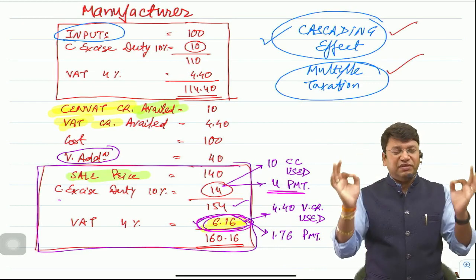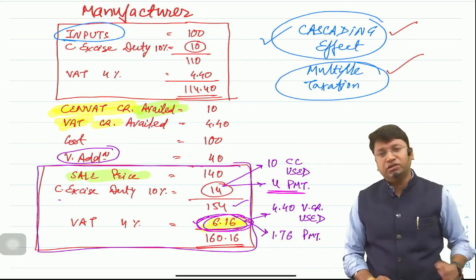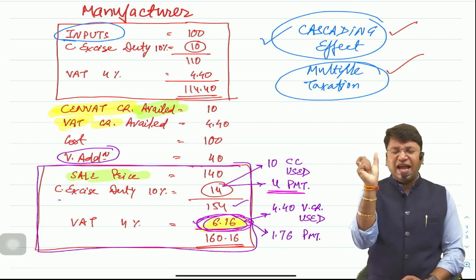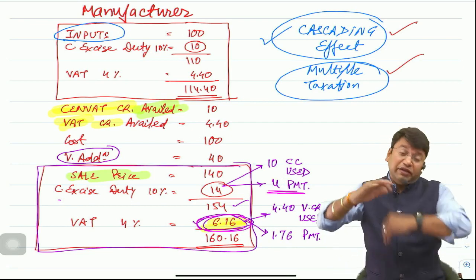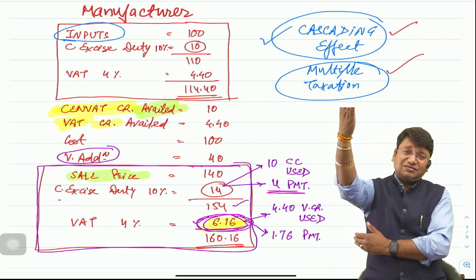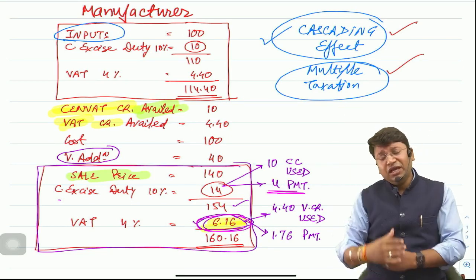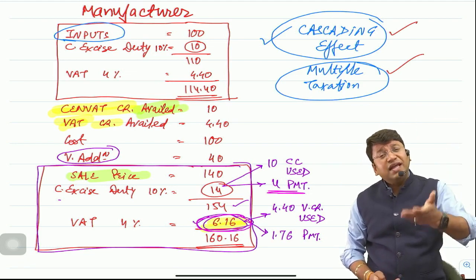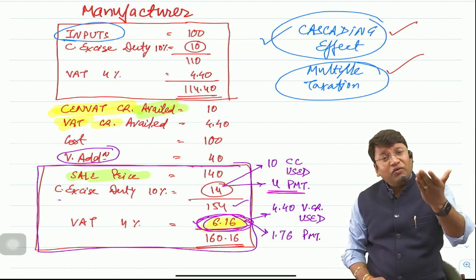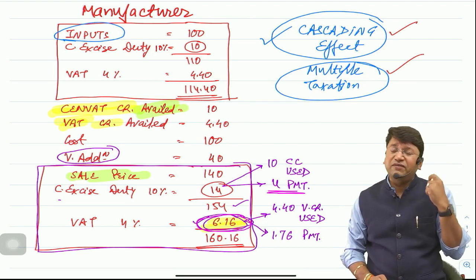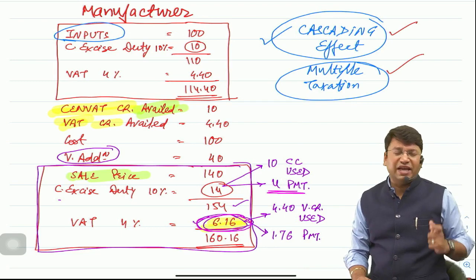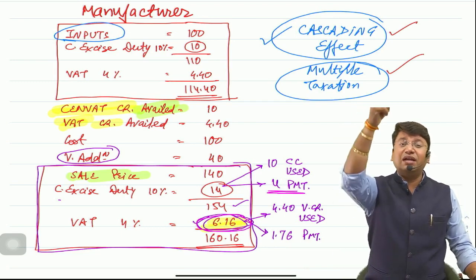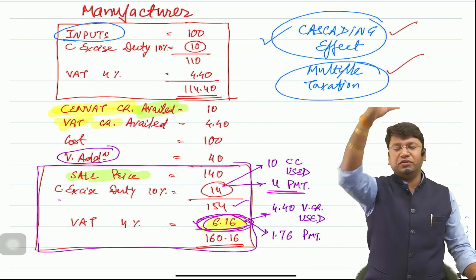Because tax is being charged on the entire rupees 140. Imagine 140. Tax is being charged on entire rupees 140, which includes 100, on which we have already paid the tax. And again on rupees 140, tax is being charged. So to avoid multiple taxation, if we don't give the credit, then multiple taxation and a cascading effect will take place. So to avoid multiple taxation and the cascading effect, the credit of rupees 10 is allowed.